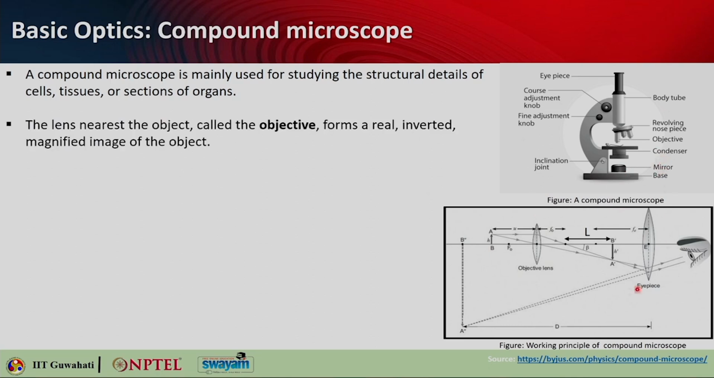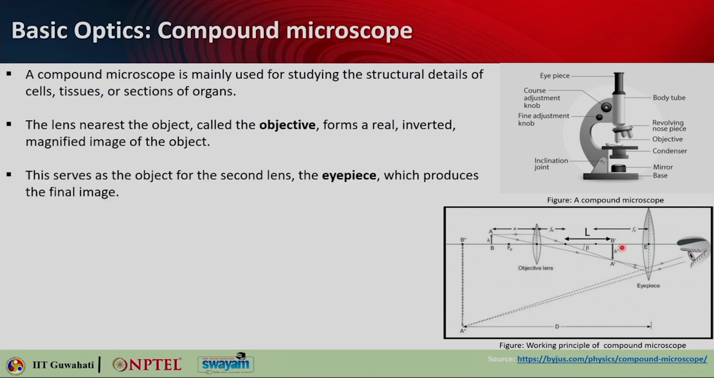Now if you look at the working principle of this compound microscope, you will see that there are basically two lenses helping you in this particular microscopy. The lens near the object is called the objective lens, and this forms a real inverted magnified image of the object. This is the object you are trying to see, AB, with height h, and this objective lens will form a real inverted image, also magnified, with height h prime, and this image is called A prime B prime.